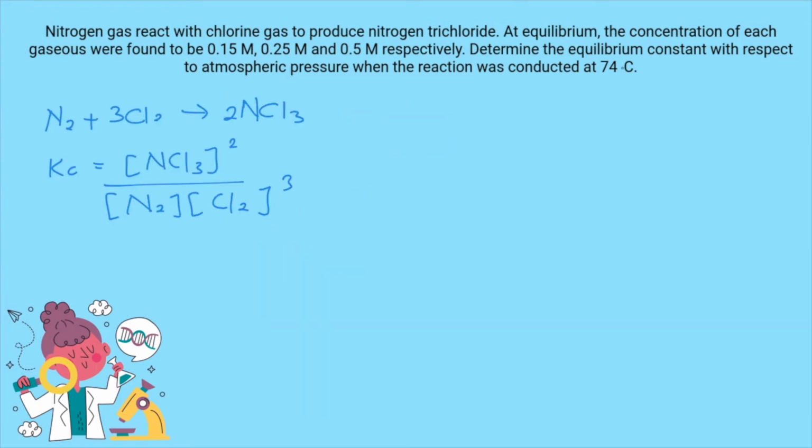Alright, some of you might ask, why are we going to calculate the Kc? Because the question asks you to determine the equilibrium constant with respect to the atmospheric pressure. So basically what you were asked to calculate is not Kc but Kp. But since you were given the concentration instead of the pressure, you need to calculate your Kc beforehand.